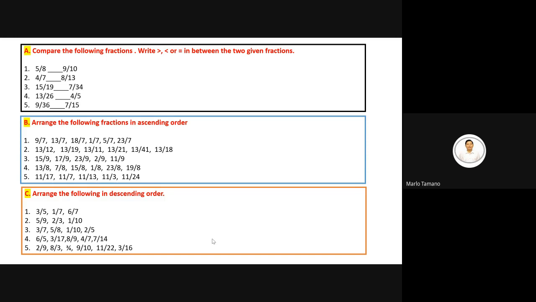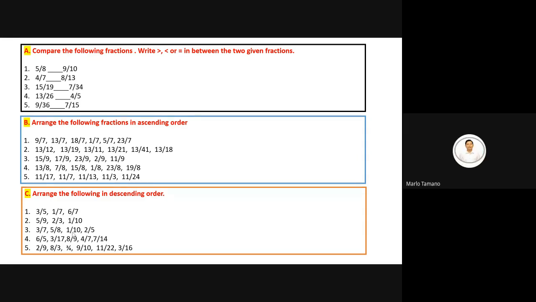Anyone? Give me step number 1. Number 1, get the LCD of all the denominators of the fractions. Okay, so that is number 1.